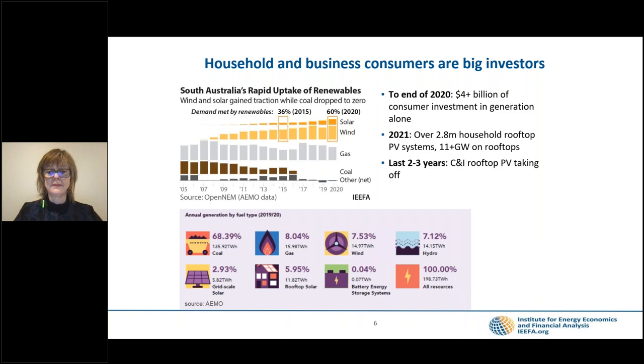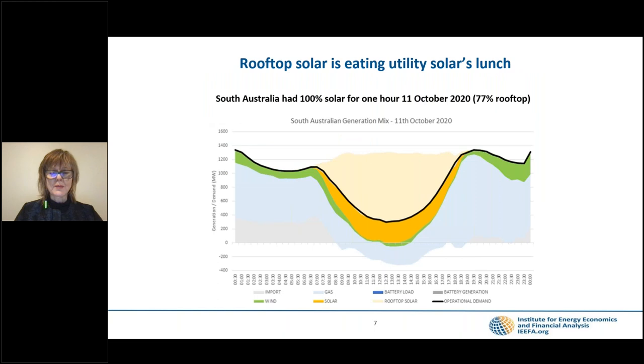So rooftop solar has become so significant that it is eating utility scale solar's lunch at lunchtime. This is the mother of all duck curves. We had a world record in South Australia on the 11th of October last year, whereby for 1 hour, 100% of generation supplied to households and businesses in that state was from solar. And you can see the vast majority of that, 77%, was from rooftop solar. Next slide, please. So that's the context.